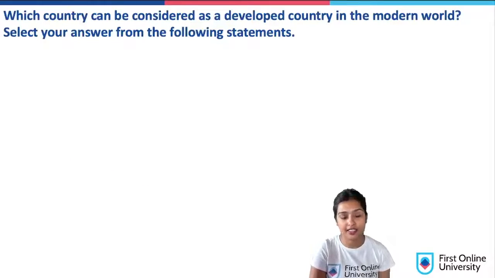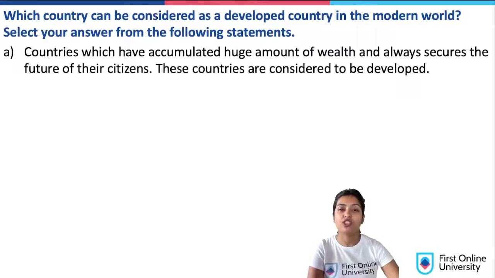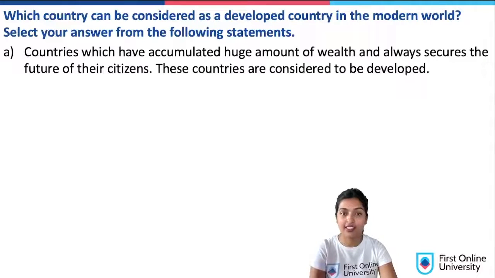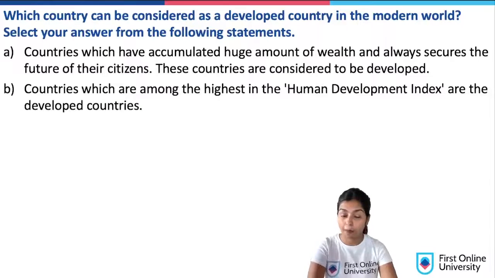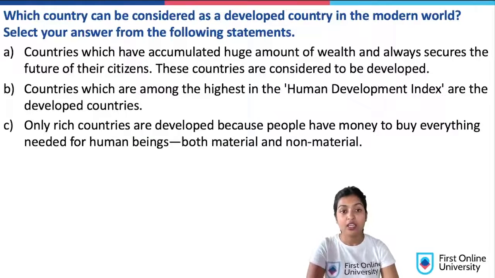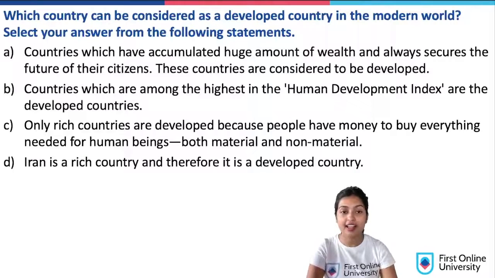Which country can be considered as a developed country in the modern world? Select your answer from the following statements. A. Countries which have accumulated huge amount of wealth and always secure the future of the citizens. These countries are said to be developed. B. Countries which are among the highest in the Human Development Index are the developed countries. C. Only rich countries are developed because people have the money to buy everything needed for human beings, both material and non-material. And D, Iran is a rich country and therefore it is a developed country.